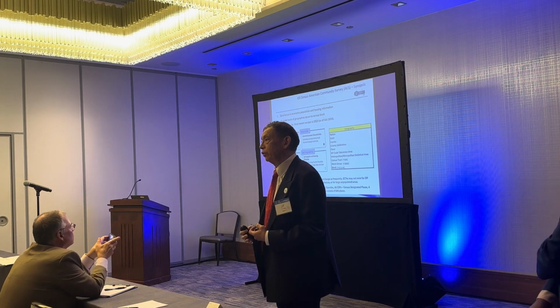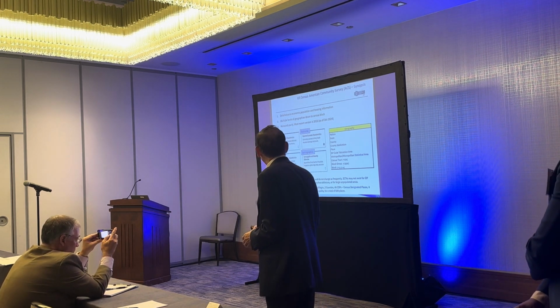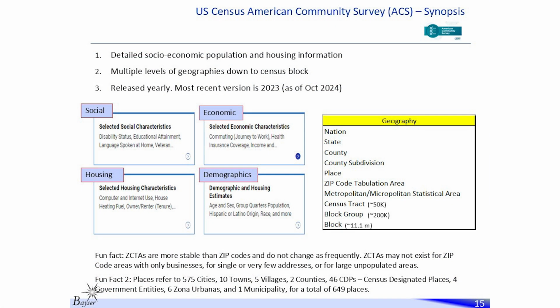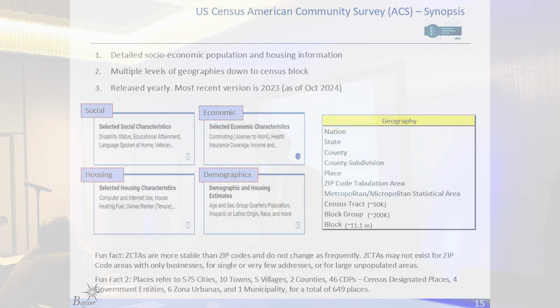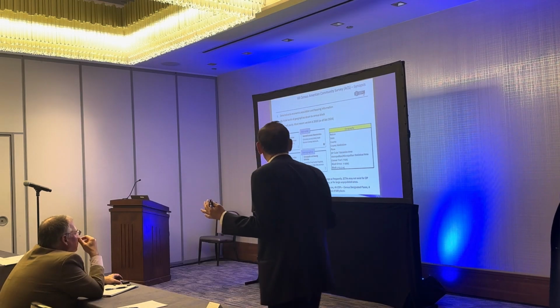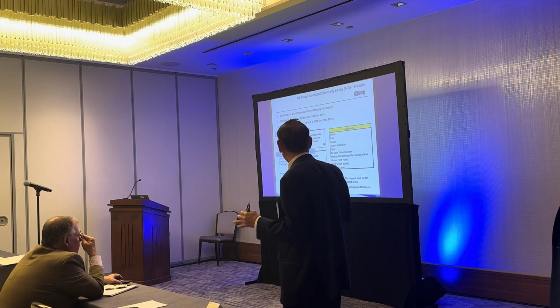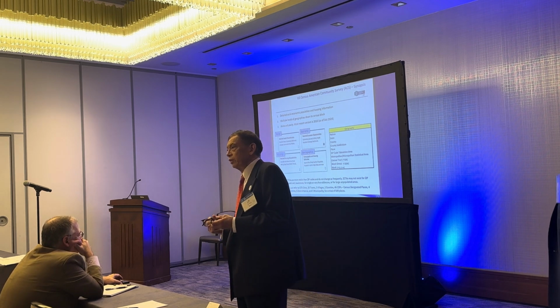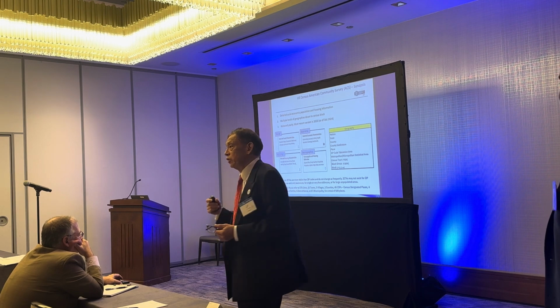So let's go to the US American Community Survey. So it is basically detailed socioeconomic data on the population and housing, right? You have multiple levels of geography. So starting at the nation level, right? So this is the whole US. It goes down to the state, and then it goes to the county. There's about 3,142 counties in the country. And then it would go to places, a mix of cities, towns, villages, and so on. And then you have something called the zip code tabulation area.